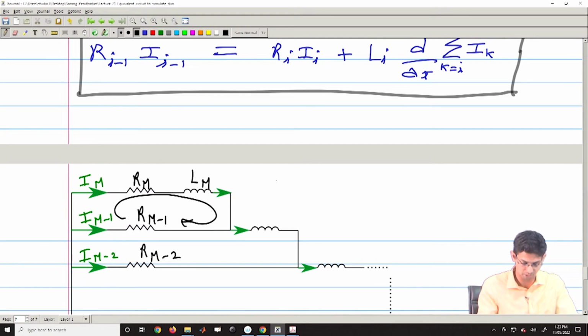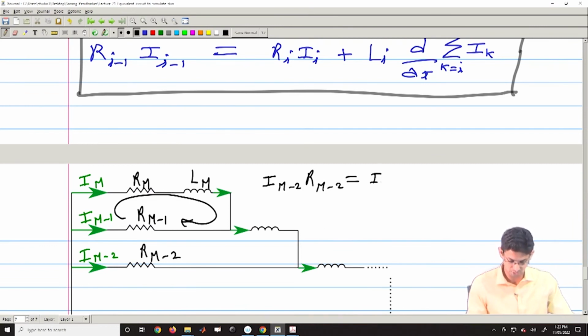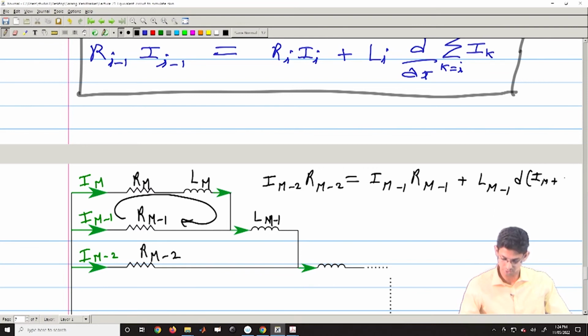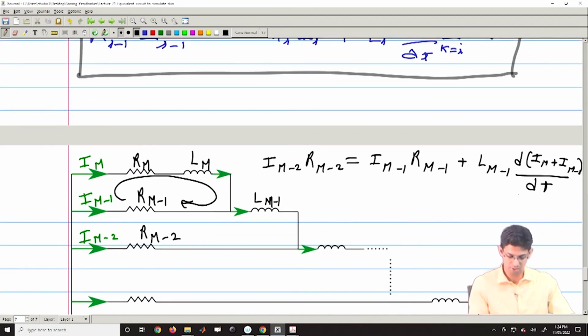So, basically what I have is I m minus 2 into R m minus 2, that is equal to this thing, right. So, I m minus 1 into R m minus 1 plus L m minus 1 into the two currents, I m plus I m minus 1, divided by dt, right. So, this is my thing.